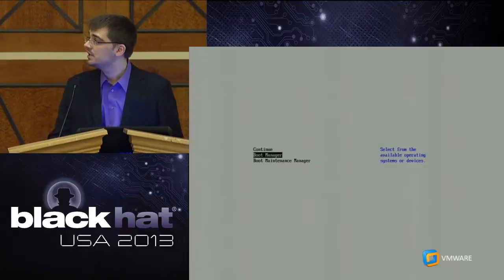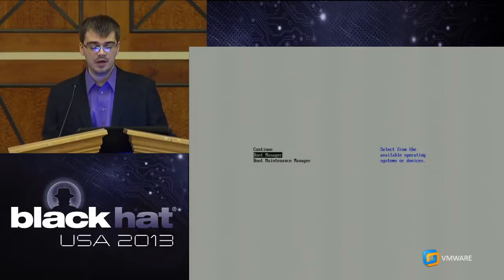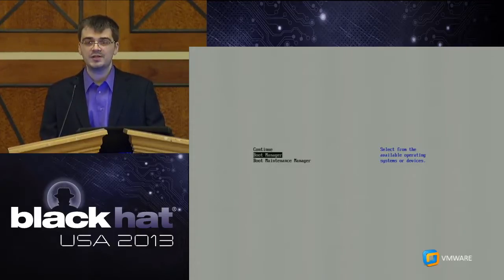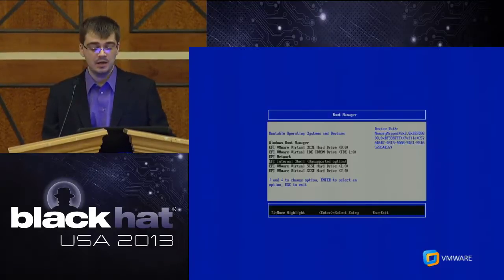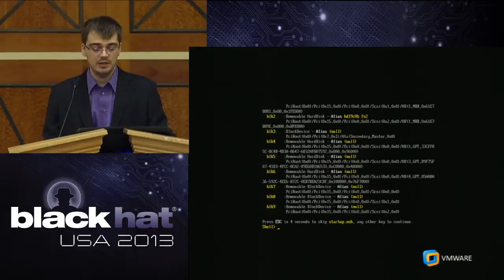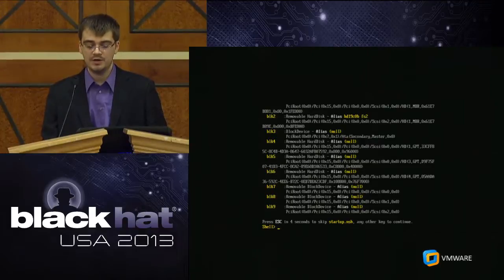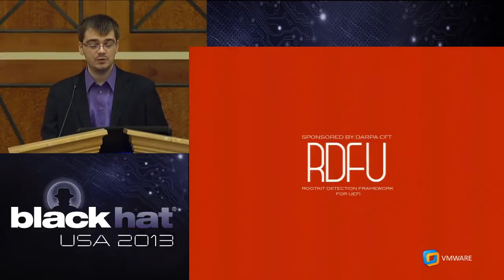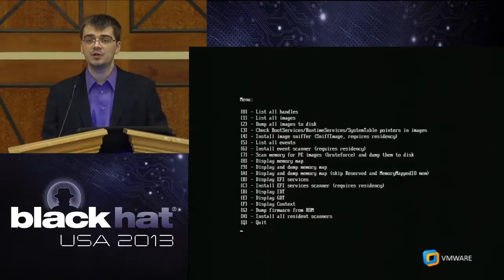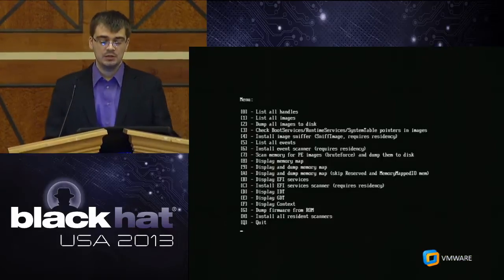So this is you actually using the RDFU framework under VMware. While you are booting the system, you would just press a button to select the boot manager. That brings you to the option of selecting which kind of boot device you would like to load. There's an option called internal shell. Even though it says it's an unsupported option, it actually works just fine. So you are prompted to the shell of the EFI interface where you can start and load the RDFU, which comes with its loading screen and then a set of options which enable you to do all sorts of cool things. So it has a lot of options.